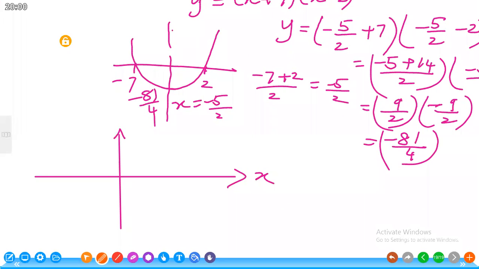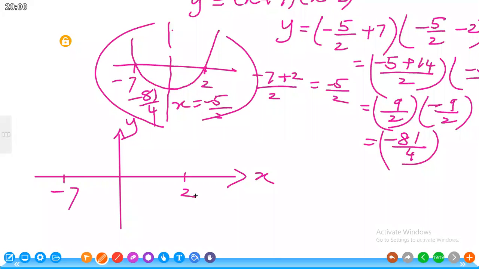x-axis, y-axis, don't forget to mark. And also the graph is a parabola with a minimum, right? Okay, and it also cuts the x-axis at -7 and +2, right? And the coordinates of the turning point are x equal to -5/2 in the x-coordinate and y equal to -81/4. So the graph is something like this. Sorry, here, this is the 2, right?